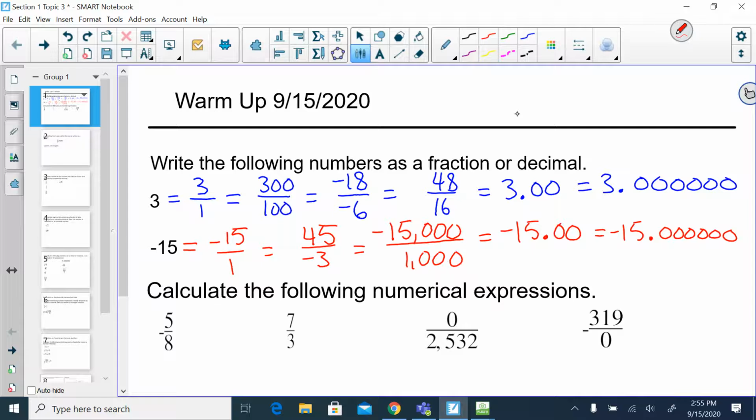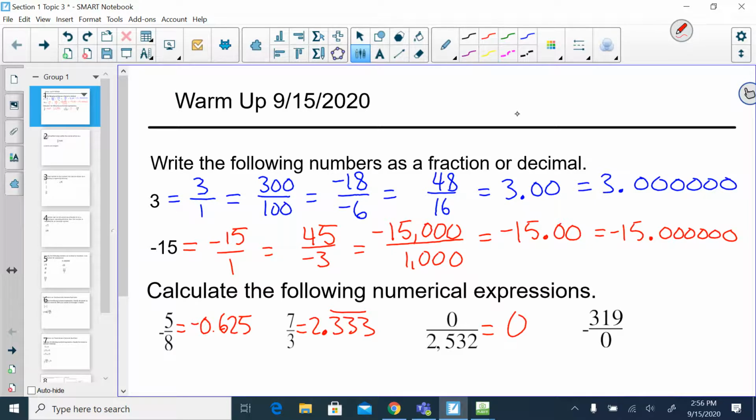Negative 5 over 8. This is the same thing as saying negative 0.625. 7 over 3 is the same thing as saying 2.33, and that's going to repeat. 0 over 2,532. That's just 0.